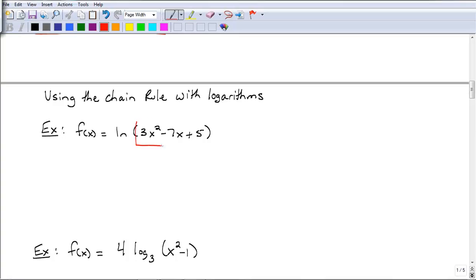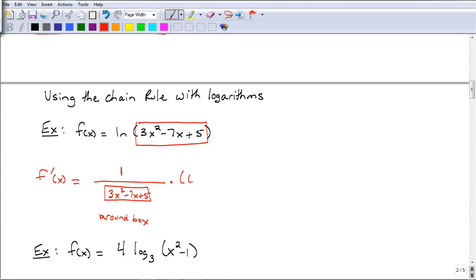So when I find the derivative of this, I have to draw a box around the parentheses. And then I take the derivative around the box. The derivative around the box leaves the box alone. And I take the derivative of the natural log of x. Well, what is the derivative of the natural log of x? It's 1 over x. So the derivative around the box is 1 over the stuff that's in the box. Remember, the derivative of ln of x is 1 over x, the derivative of ln of a box is 1 over the box. This is the derivative around the box. But then you have to multiply by the derivative inside the box, which is 6x minus 7.